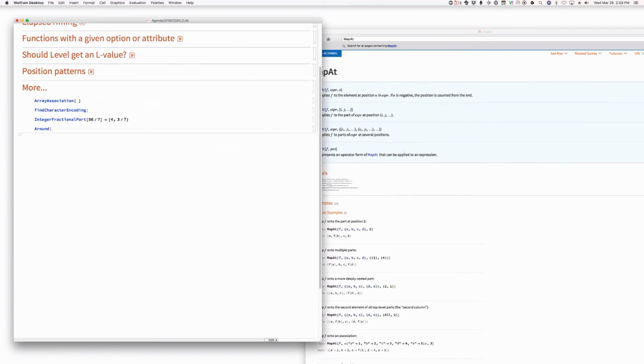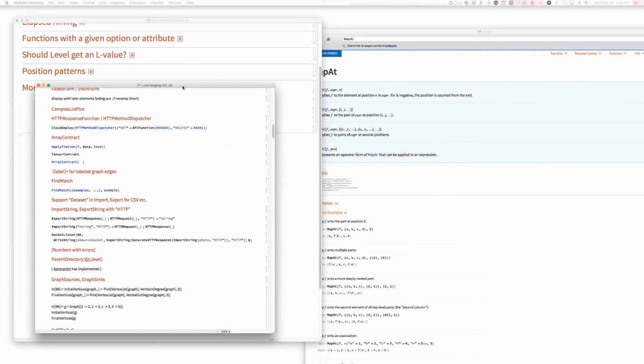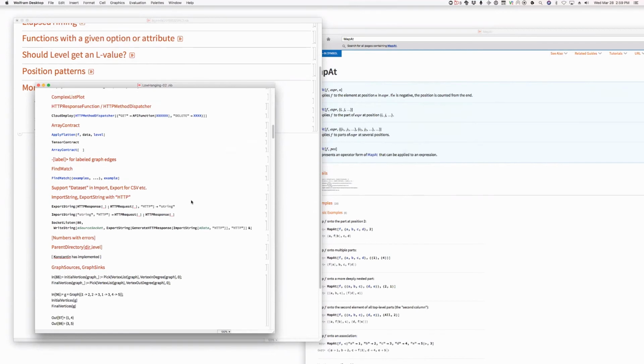I have a note here that parent directory with multiple level parent directory has been implemented. Is that correct? Yes. Is that for the second argument? That is. Yeah, level is the second argument. That is done. Okay.